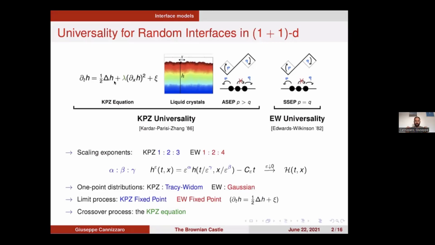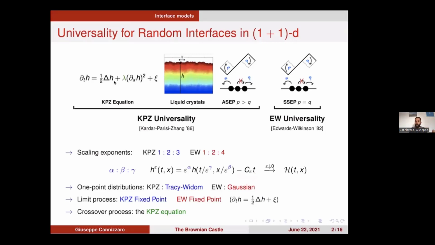Which means that if I look at fluctuations of order epsilon, then I need to look at a spatial distance of order epsilon to the -1, and I need to look at epsilon to the -2, and then I need to wait for a time of order epsilon to the -3 in the case of KPZ and 4 in the case of Edwards-Wilkinson. And when I subtract a suitable mean, then this object should converge to a non-trivial limit.